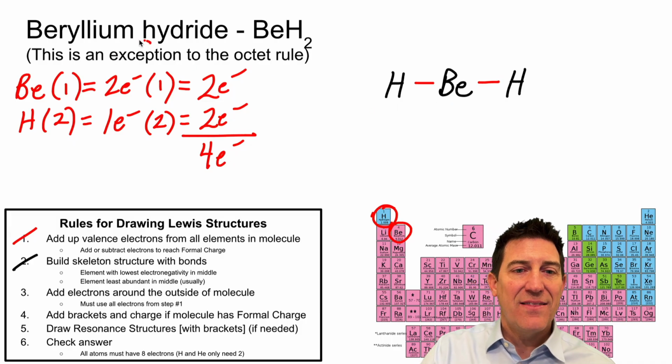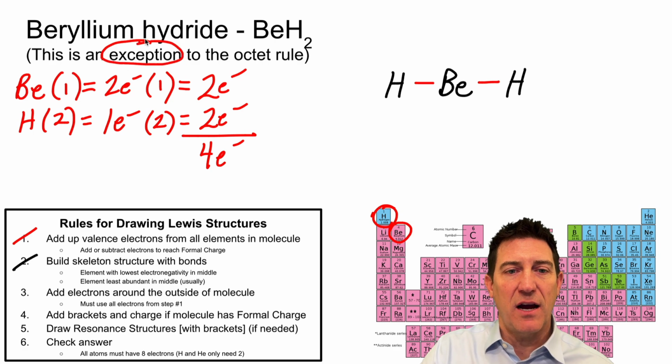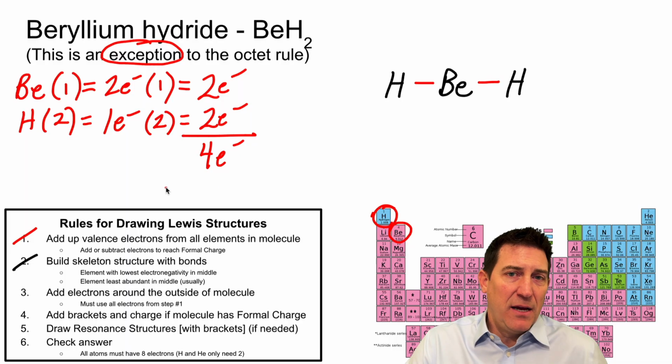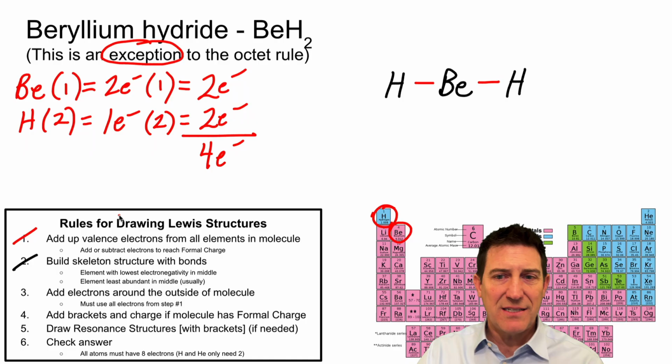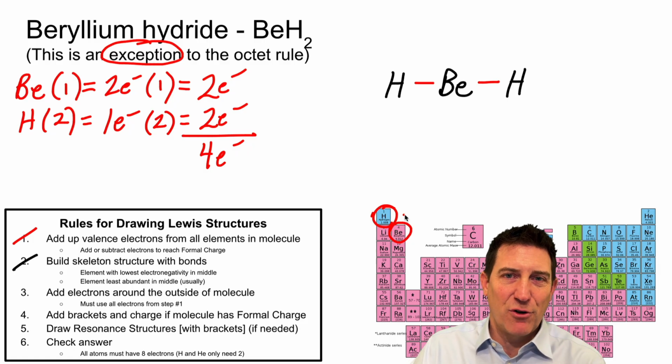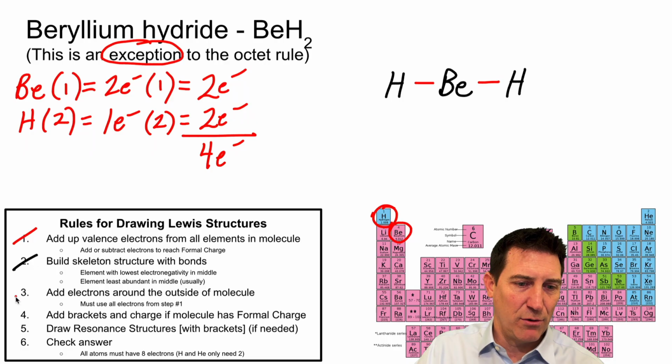That's why this is an exception to the octet rule. This one's okay existing that way because some of them, well, they just don't care about our rules, and it's fine being able to exist that way. And a lot of it has to do with something we talked about several lessons back, is that beryllium, because it's just filling up its first energy level, is going to be totally fine.